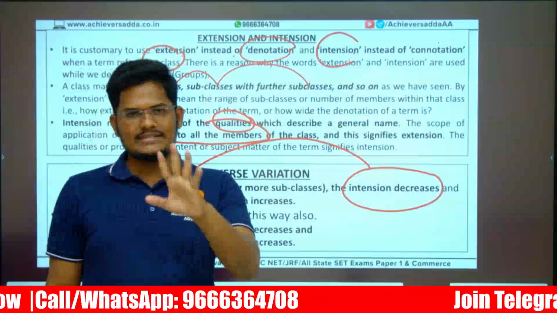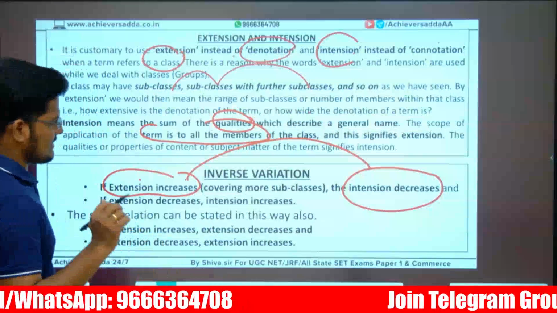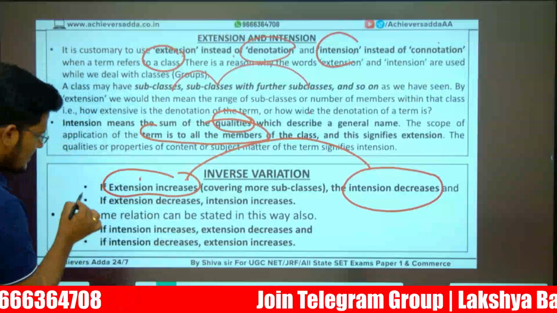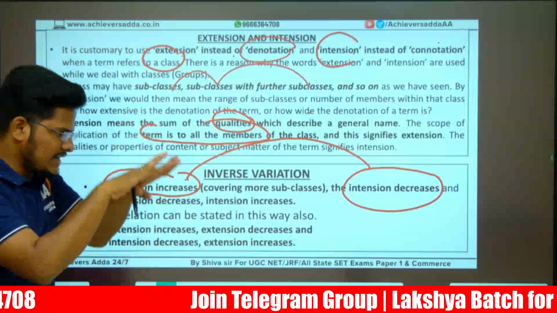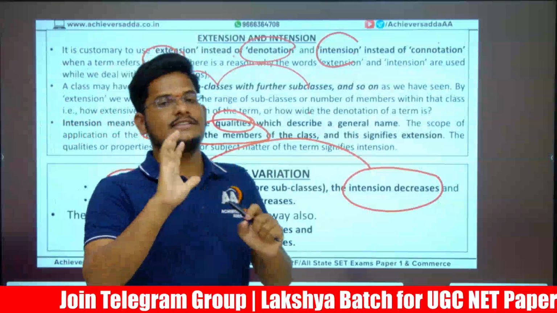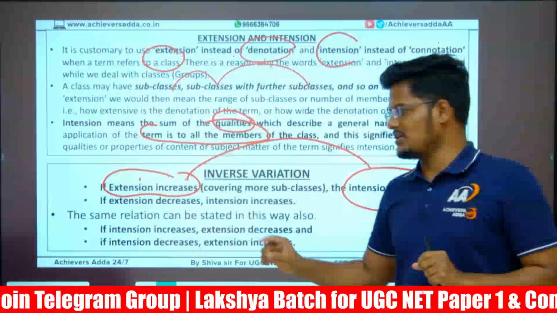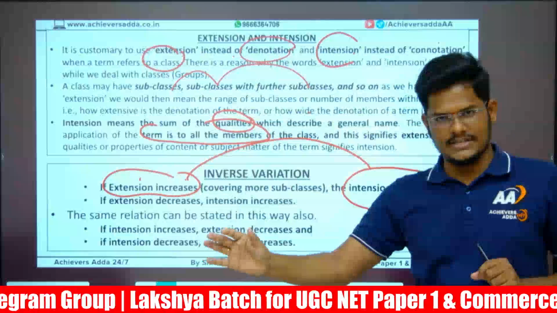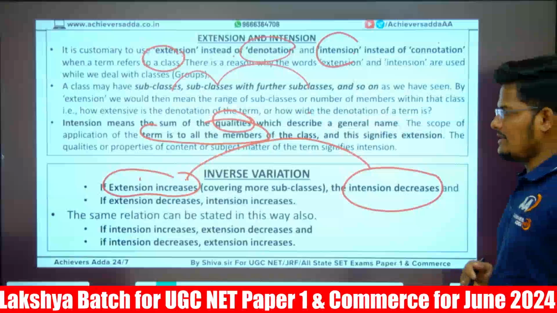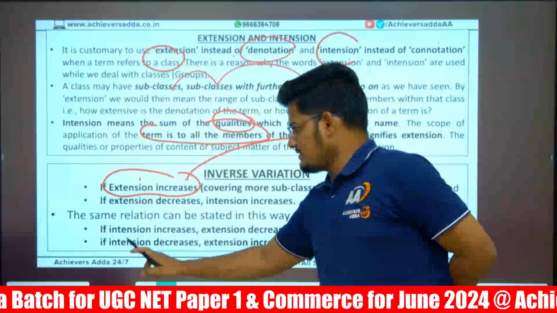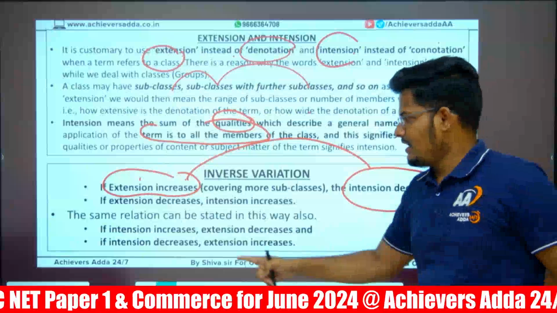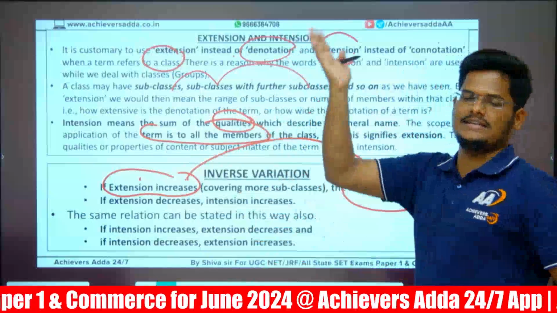I will tell you the exact meaning also with an example as per the question given. Or else if extension is decreased, then it indicates intention increases. This is the inverse relationship: extension increases, intention decreases; intention increases, extension decreases. Right? And here, same way, if intention increases, extension decreases. If intention decreases, extension increases.